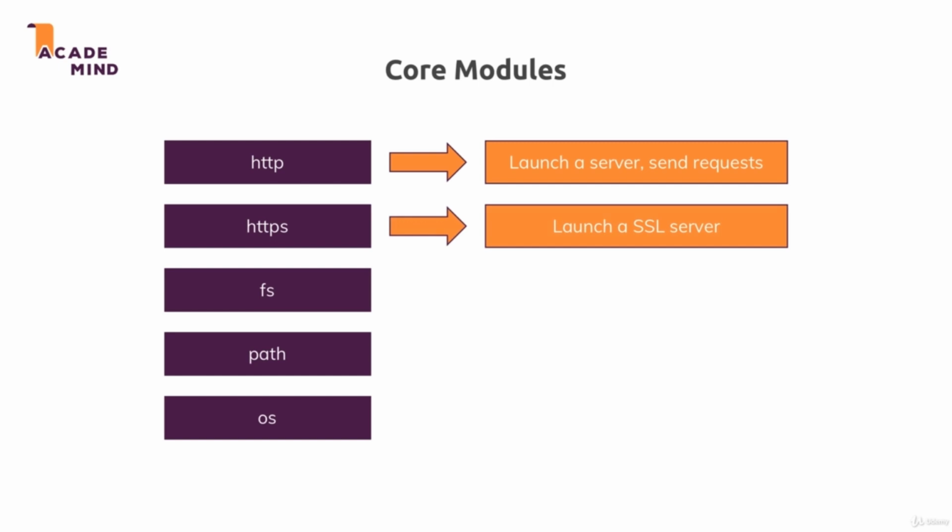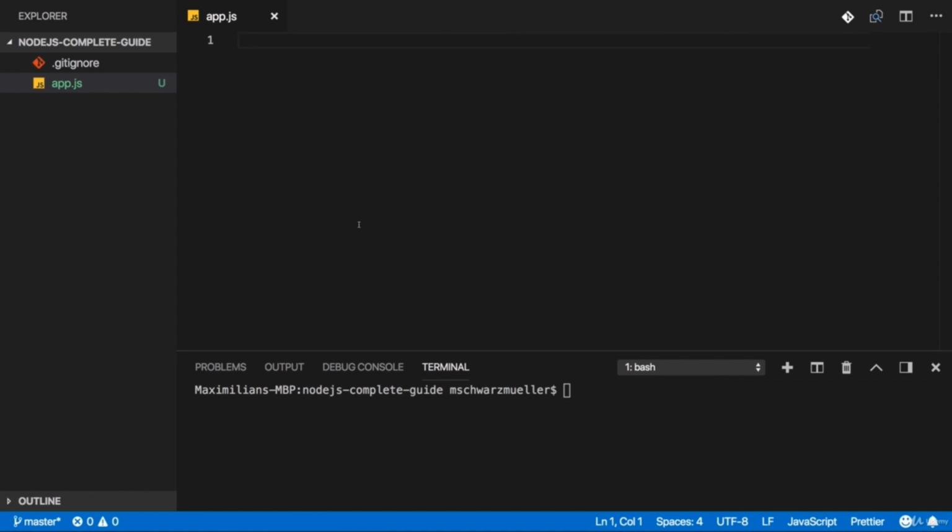HTTPS would be helpful when we want to launch an SSL encoded server, so where all the data which is transferred is encrypted. And as I mentioned earlier, this is something I'll come back to towards the end of the course. Now, with that, let's use that HTTP module. And to use it, we need to import it. So we basically need to make sure that we can use features from that HTTP module, which Node.js ships with, but which still is not available globally by default. We need to make sure that we can use these features in this file. And for this, we import that functionality.